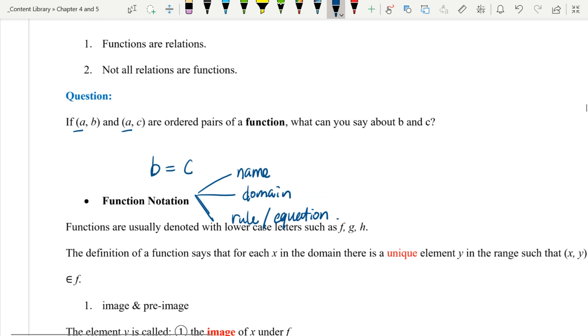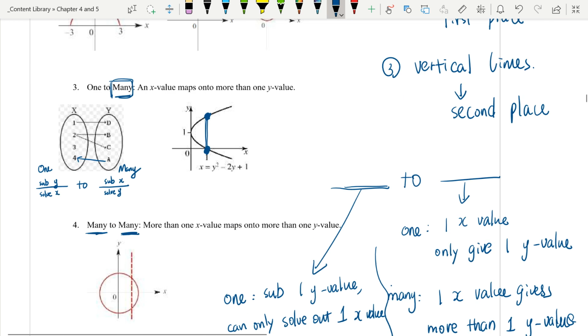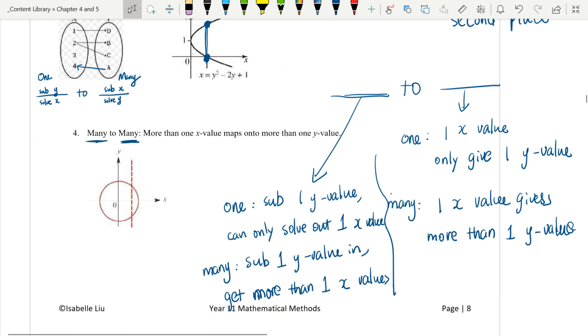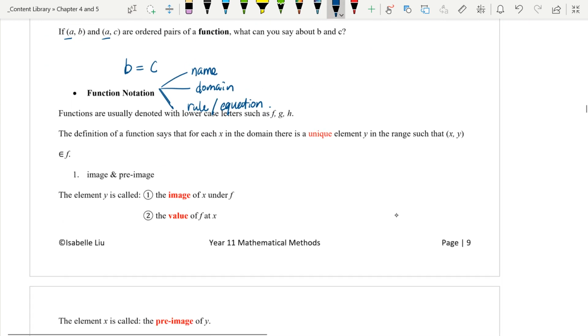Let's just pick one example from the exercise. When we sketched this one, y equals x squared plus 2 and x belongs to minus 2 to 1. Okay, just take that one. I will just copy it here. y equals x squared plus 2 and x belongs to negative 2 to 1. That's the example we sketched last lesson. Now I want to put that into function notation. So what's a function notation? Function notation shows those 3 things.